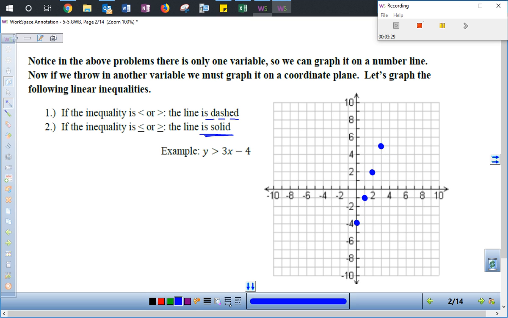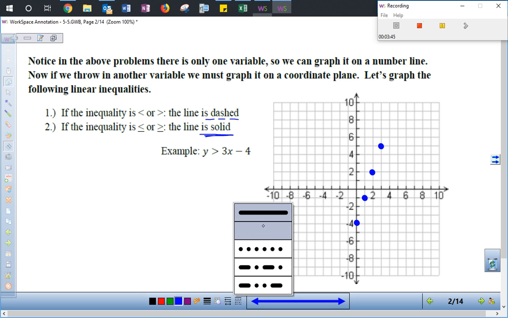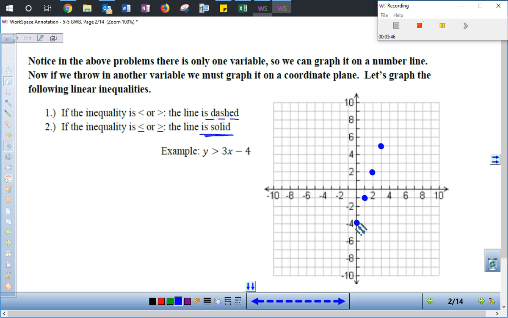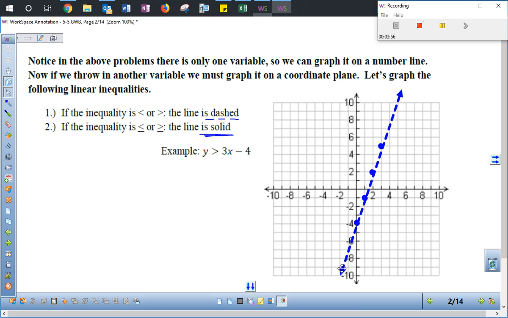Now, remember, you have to have 4 points on your graph, and next we want to connect it. Now, to figure out if it's solid or dashed, you need to look at the inequality symbol. Since it is greater than, not greater than or equal to, that means we want a dashed line. So I'm going to connect that with my straight edge as a dashed line all the way through my graph and have arrows on the end.